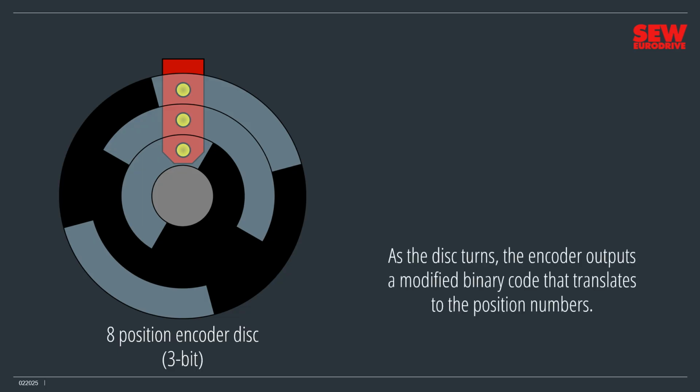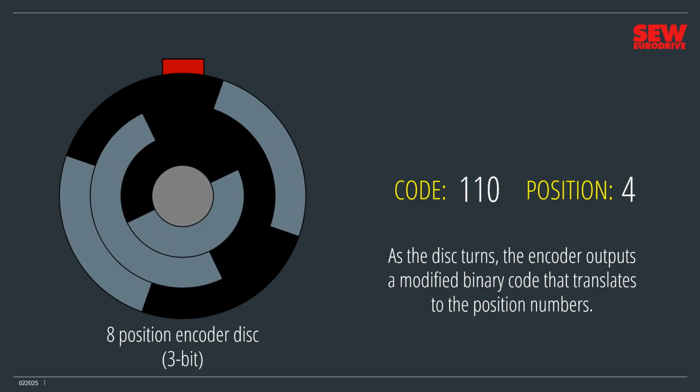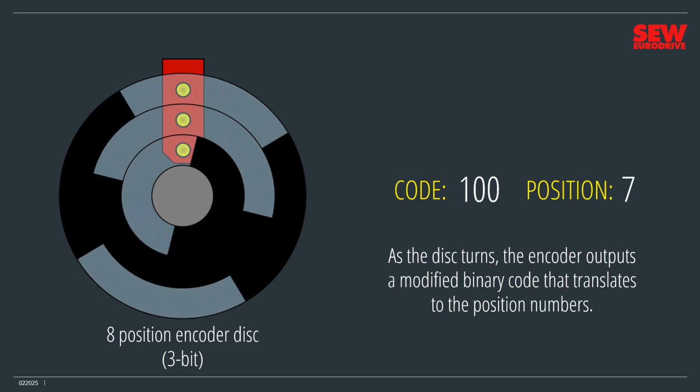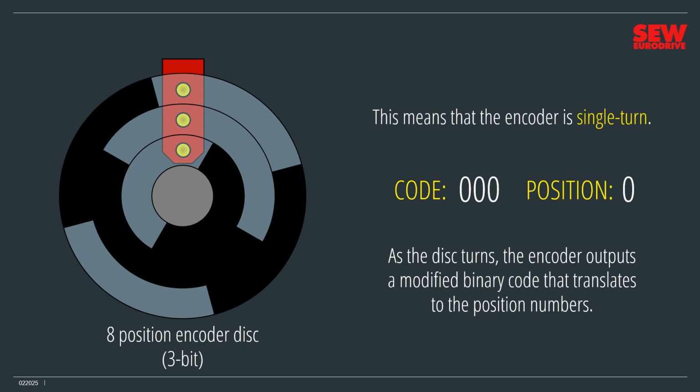As the disk turns, the encoder outputs a modified binary code that translates to the position numbers. The VFD uses these to know the motor shaft's rotational position. Notice that the positions repeat after the disk has completed one rotation. This means that the encoder is single turn. If the VFD needs to rotate the motor through multiple turns, it will have to keep its own count of complete rotations. For this reason, single-turn encoders are best for positioning applications that move relatively small distances.